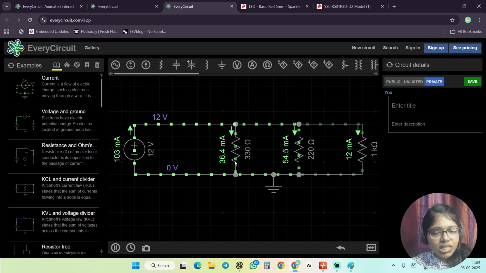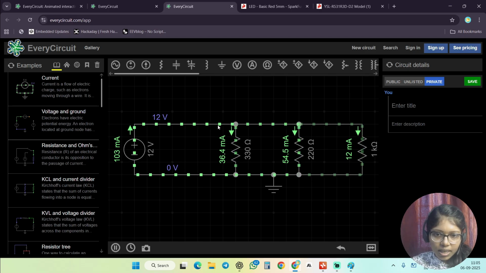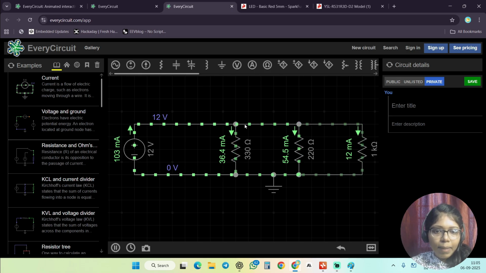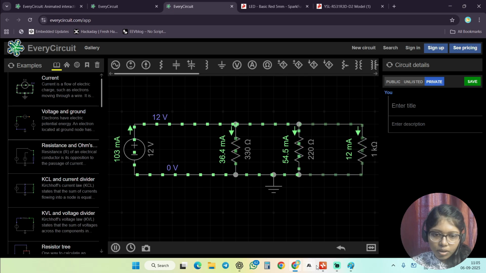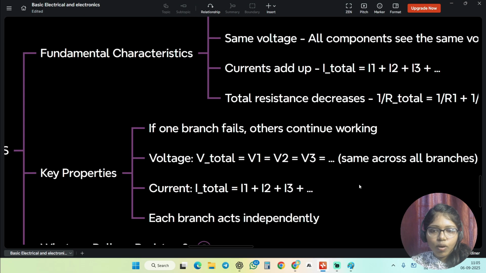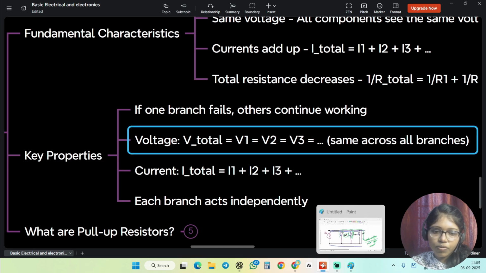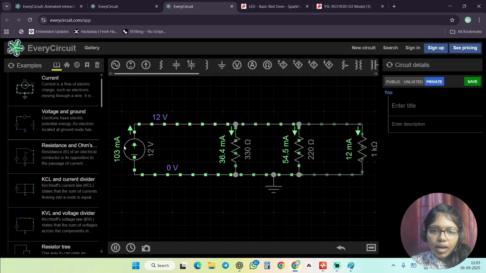Okay. So this is how it is actually going to be calculated. The amount of current is coming through this line, but it drops. And the balance amount of current moves to this different path. And here, if you just check, what is the key property? The voltage is the same across all branches. If you just see this concept, yeah.